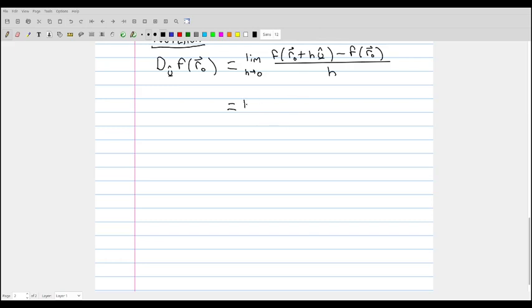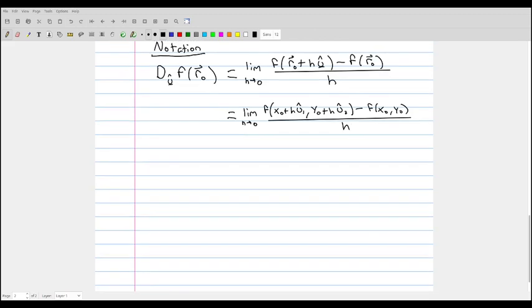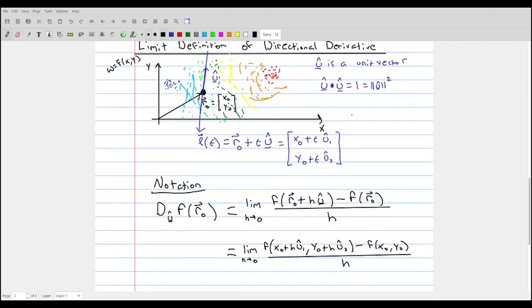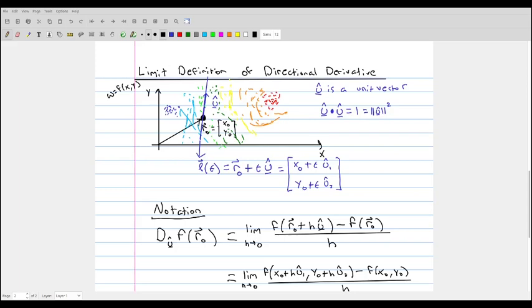But in 2D, this is the equation: the limit as h goes to 0 of f of x naught plus h times u1 hat, comma y naught plus h times u2 hat, minus f of x naught y naught, divided by h. And this is exactly the definition of the directional derivative. So what is this saying? Well, let's zoom in around this point r naught and try to show an interpretation of what this is saying.